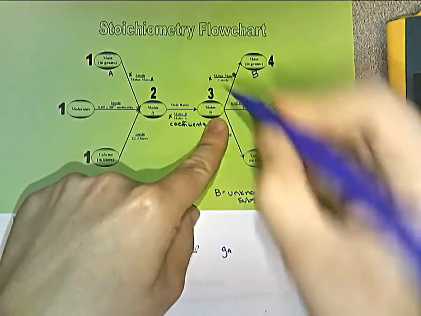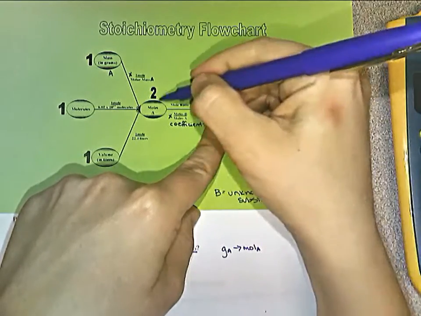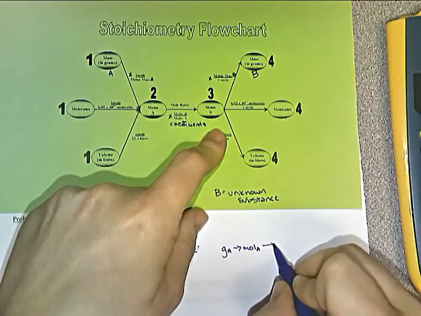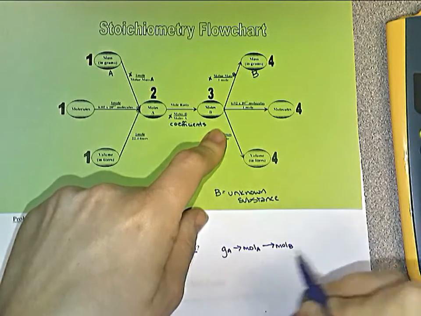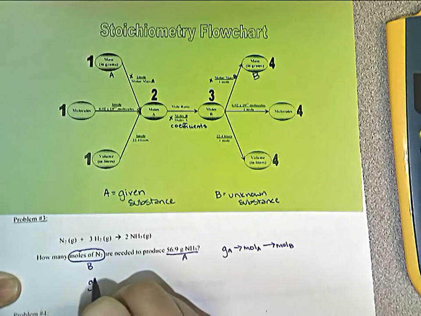follow it on down to moles of A. Then I'm going to go across my mole ratio to moles of B. This is what's going to be on top of your T-chart, so I could go ahead and fill that in. Grams of A is NH3.